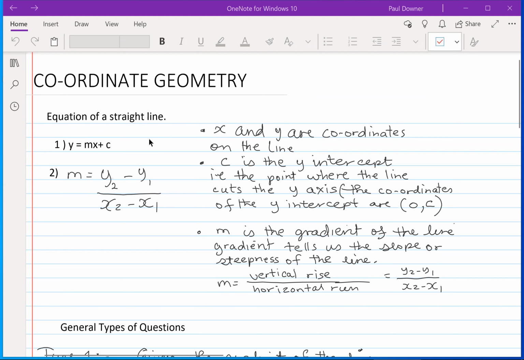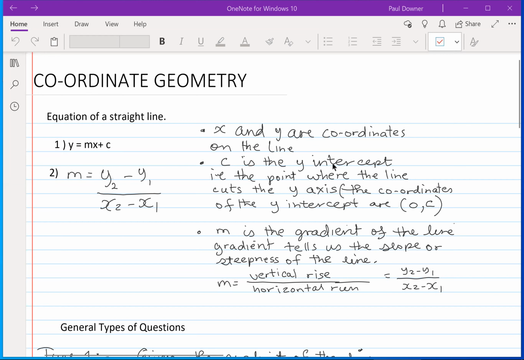x and y in this equation represent the coordinates on the line, points on the line. So every point on a line would have an x coordinate and a y coordinate. In order to plot it on the line, it must have an x and a y coordinate. So this x and this y would be the coordinates of any point on a particular line.